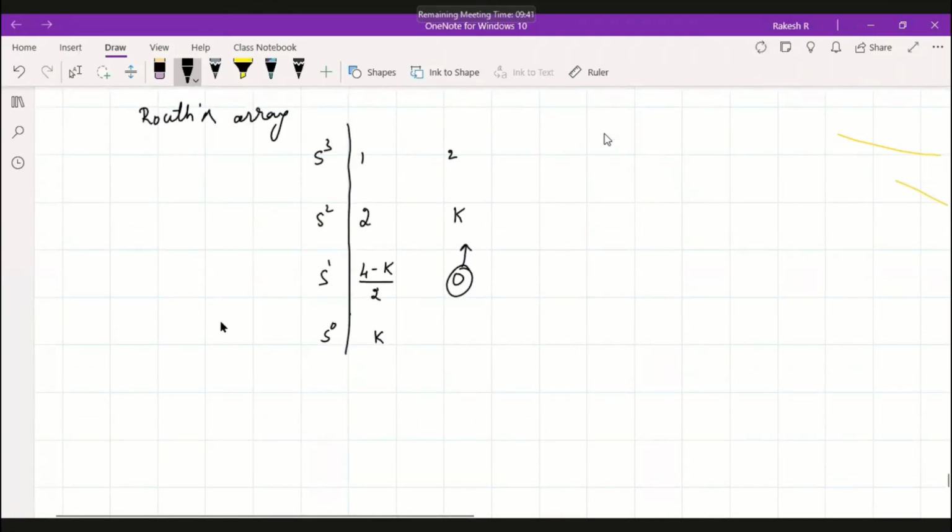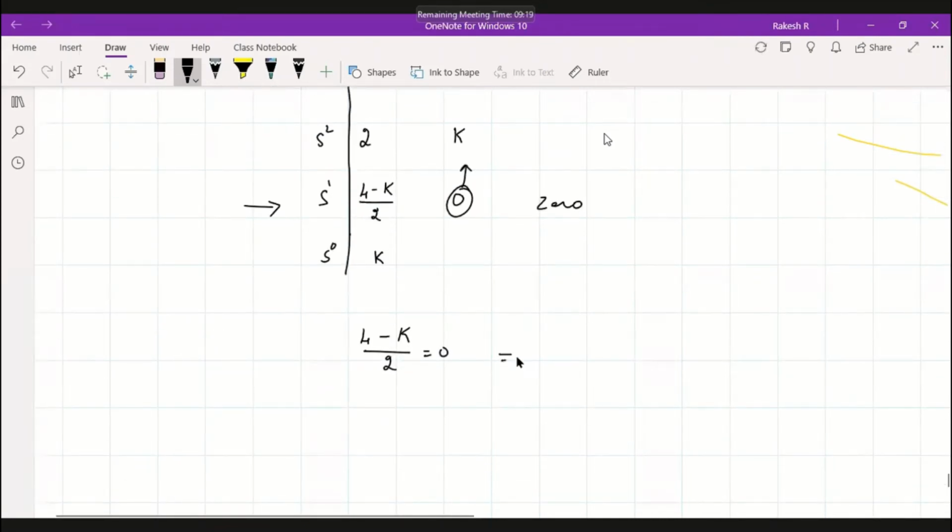Which row do we need to make completely 0? The s1 row. So we take 4 minus k divided by 2 equals 0. The value of k will be 4. When you substitute k equals 4, this complete row becomes 0.